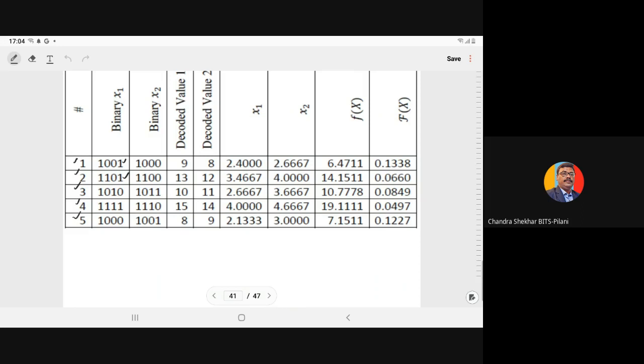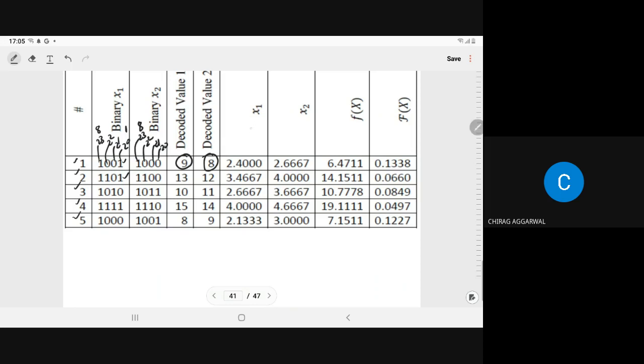What is the decoded value? So in this, we have to multiply with 2 to power 0, 2 to power 1, 2 to power 2, and 2 to power 3. So that is the 8 and 1. So here we have the 9. Similarly, we can write 2 to power 0, 2 to power 1, 2 to power 2, and 2 to power 3. So only 8. So here 8 will come. Clear? Yes, sir.